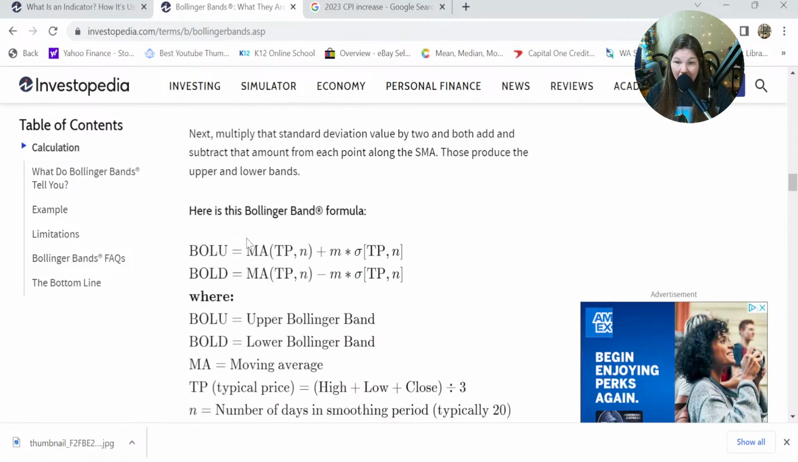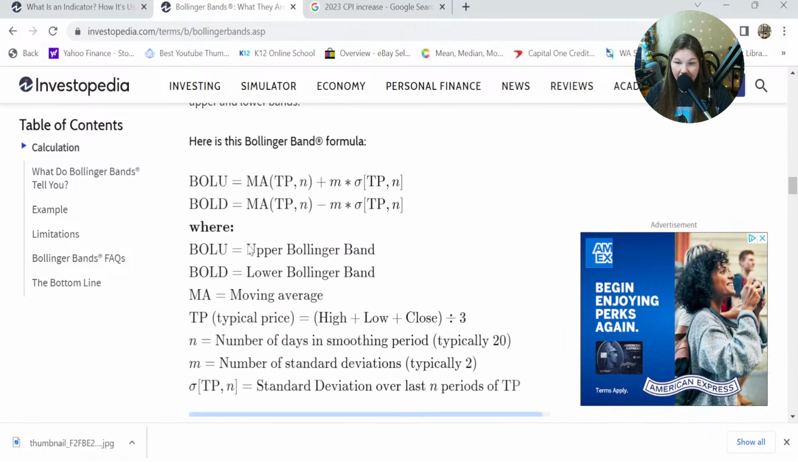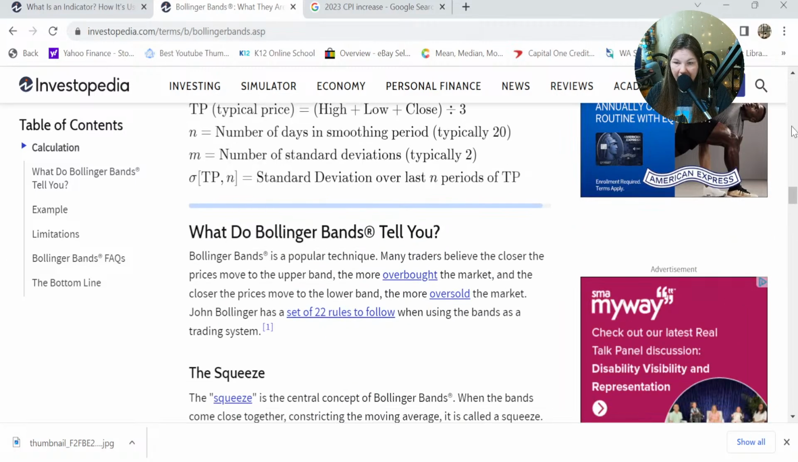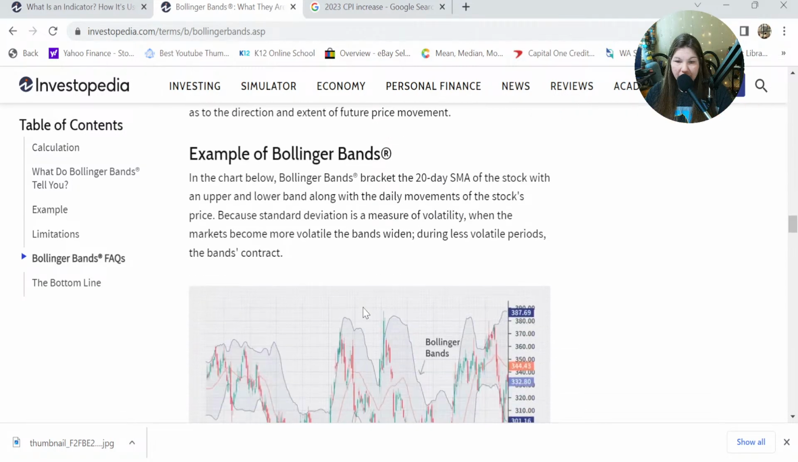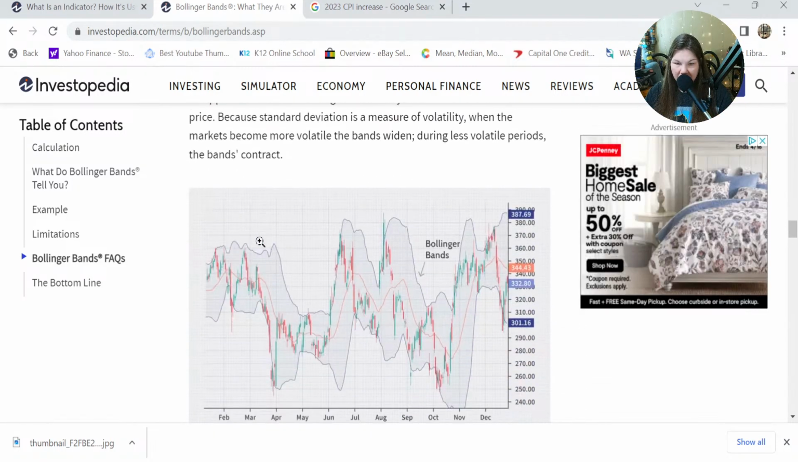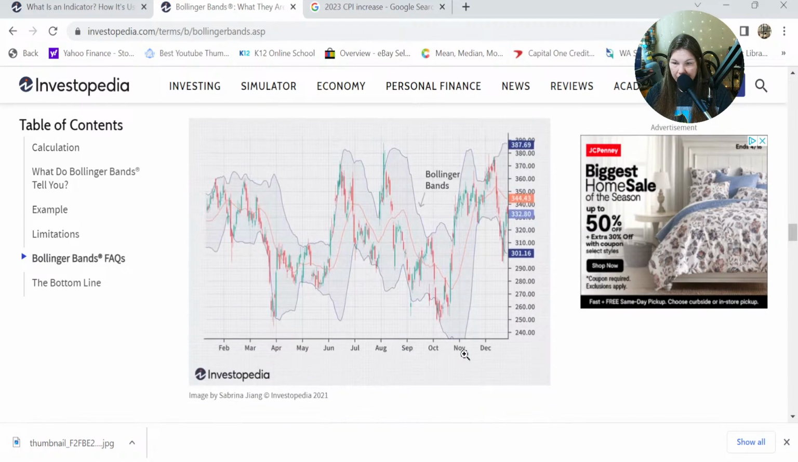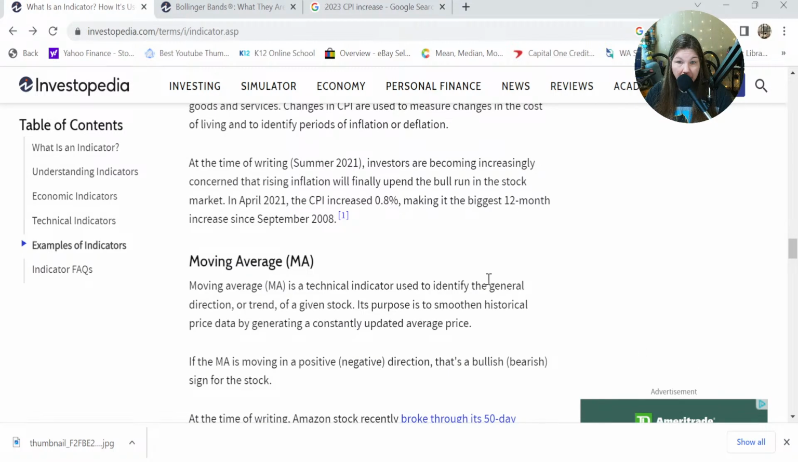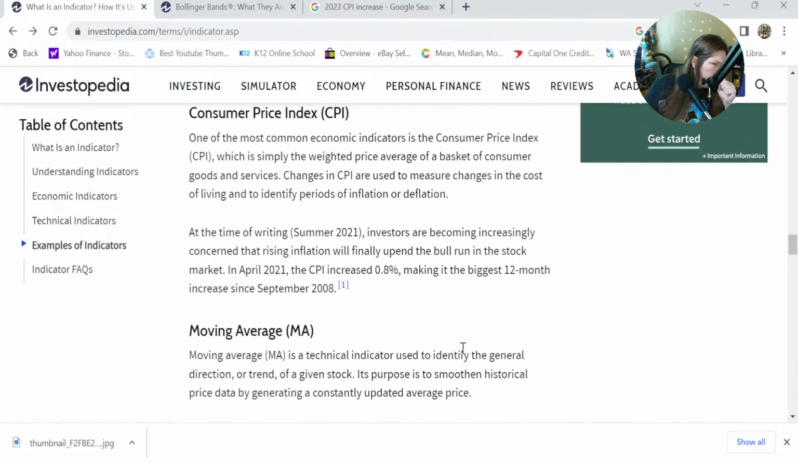So this is the Bollinger Bands formula, guys. Upper Bollinger Band, lower Bollinger Band, moving average, and it's going to give you some bands on there. And look, there they are. There's the upper, and there's the lower. That's what they look like. So we're going to learn a little bit about them.